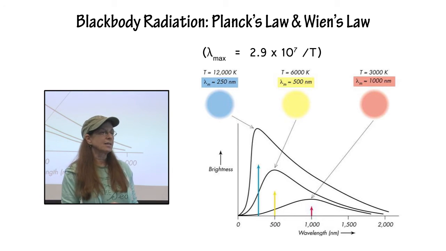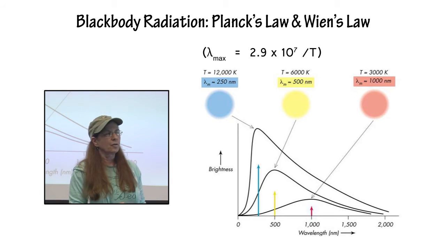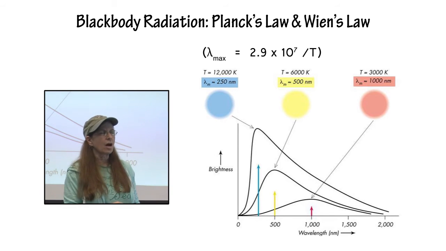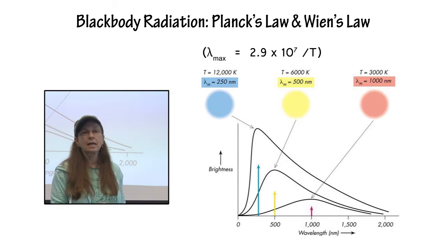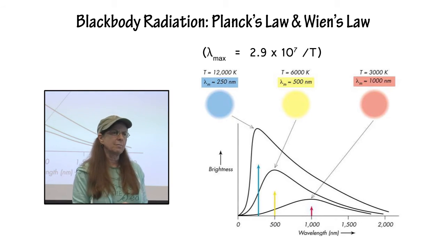And Wien's law simply states that the radiation emitted by any star has one maximum wavelength at which it produces more radiation than any other wavelength. And that maximum wavelength is equal to 2.9 times 10 to the 7 divided by its temperature.